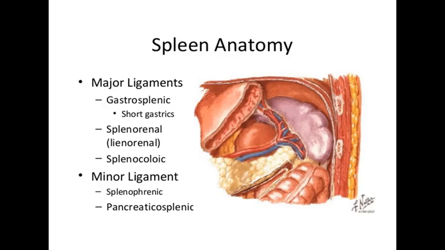Now there are a few other ligaments as well, other than gastrosplenic and splenorenal. We can see splenocolic. Splenocolic means from the spleen to the colon. Here, this is the spleen, and from the spleen this is the colon, this is splenocolic, right? Splenophrenic goes from the spleen up to the diaphragm, splenophrenic, right?